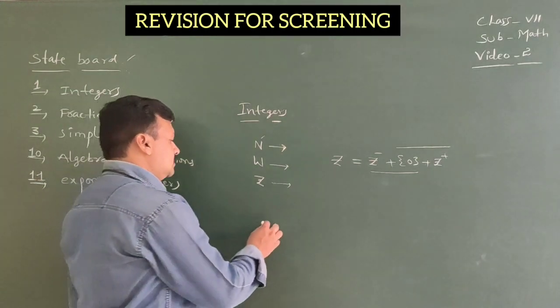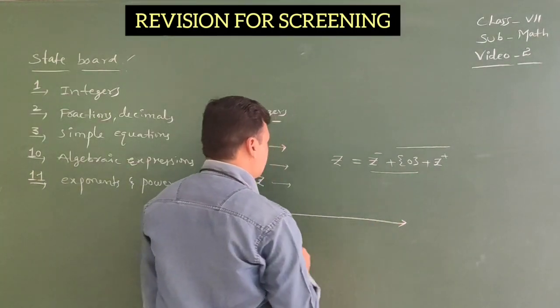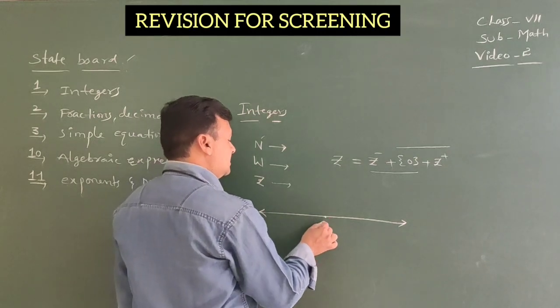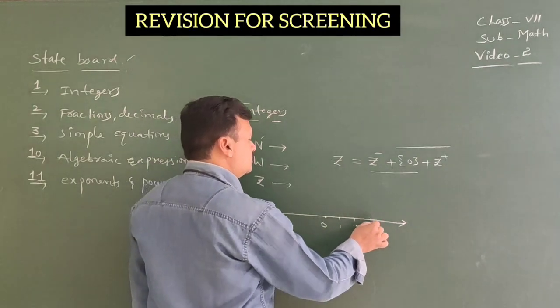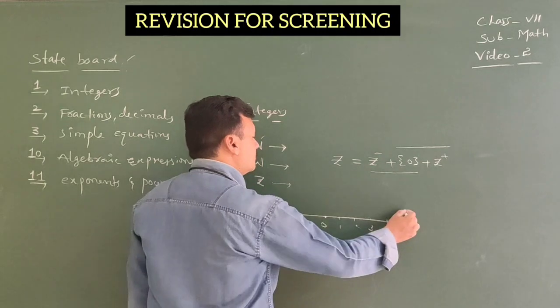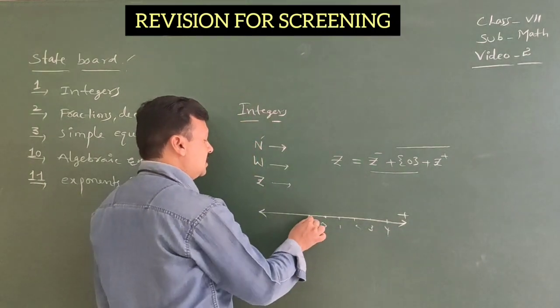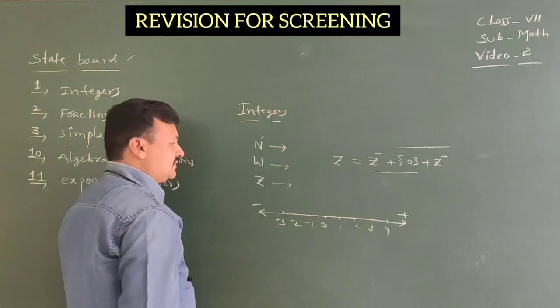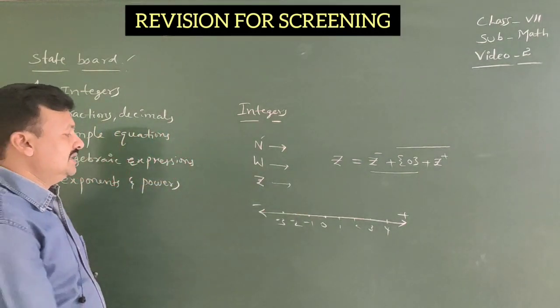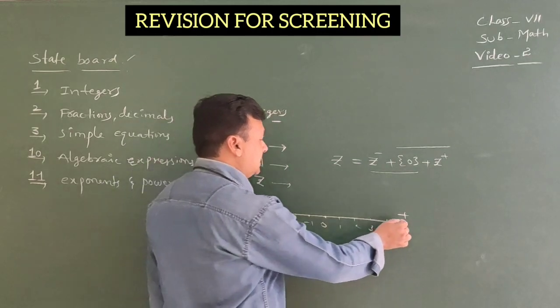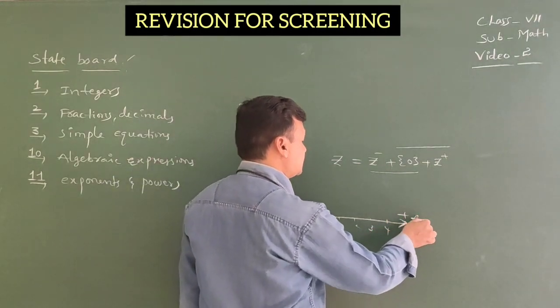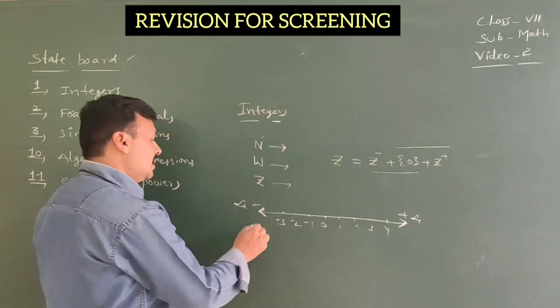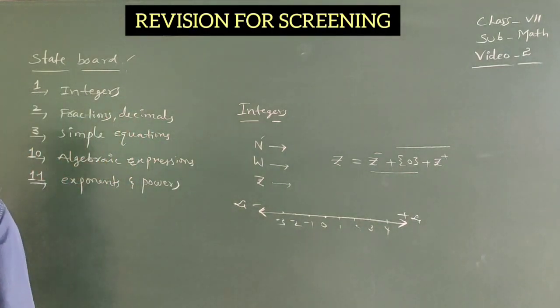Next, representation of integers on a number line. Here 0, 1, 2, 3, 4, the positives, are placed on the right side of the number line. Negative numbers are placed on the left side of the number line. The arrowheads indicate the different directions.